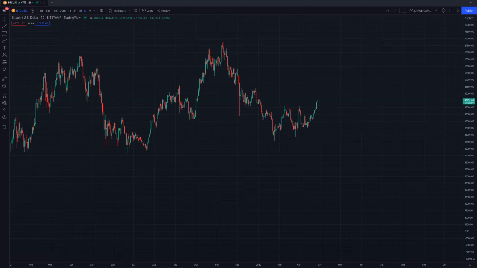So the second phase is the markup phase. At this stage, the market's been stable for a while.